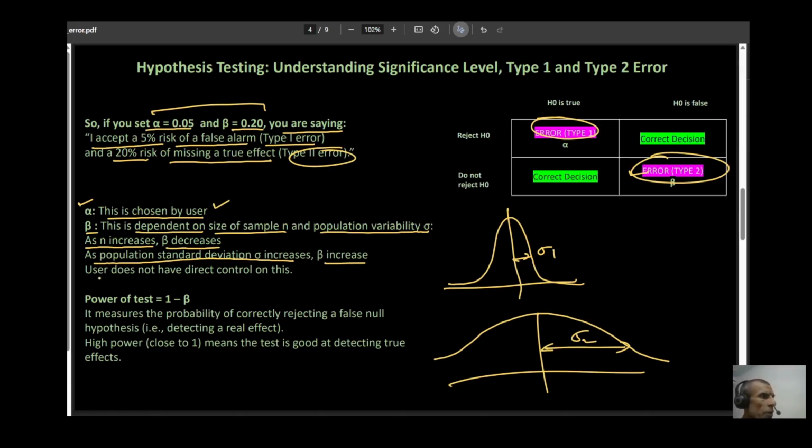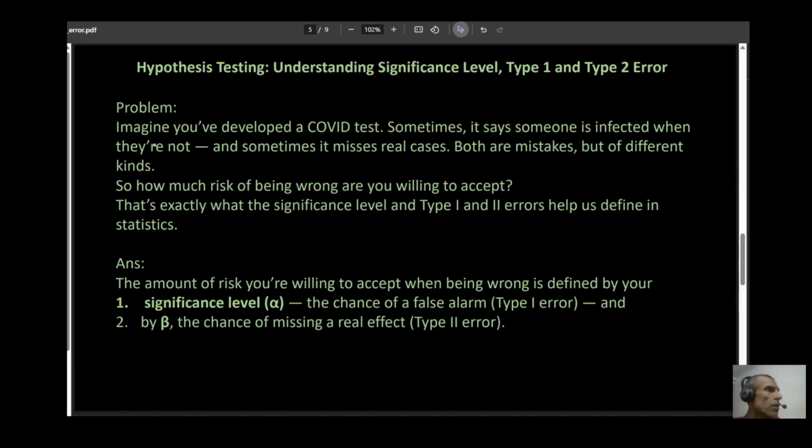For the most part, users do not have direct control on beta. Then there is another term called power of test, which is denoted by 1 minus beta. It measures the probability of correctly rejecting a false null hypothesis, in other words, detecting a real effect. Now, high power, which generally means close to 1, means that the test is good at detecting true effects. So now, on to the problem.